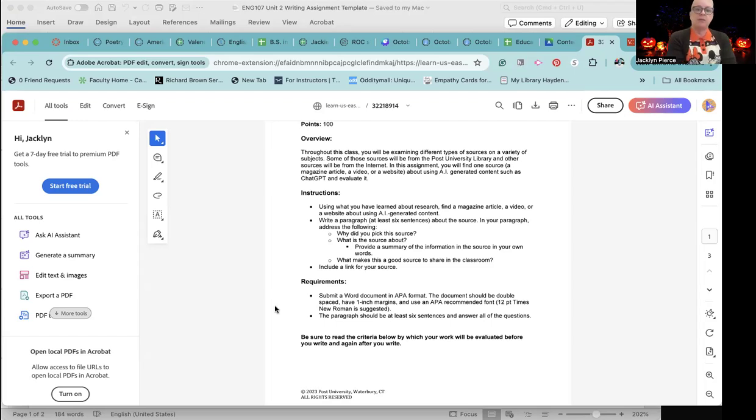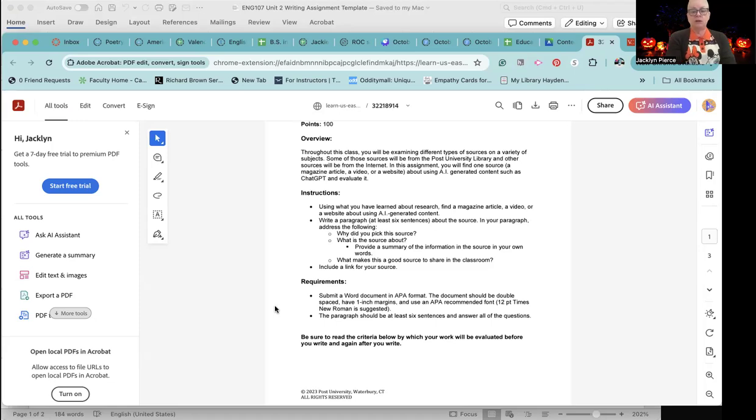Now, eventually we're going to be doing formal APA citations, but for now, the only real requirement here is that you do want to set up your document in what's called APA format, and I'm going to show you that. The document should be double spaced, have 1-inch margins, use an APA recommended font. And of course, then again, the paragraph should be at least 6 sentences. The paragraph itself will be double spaced. All information in an APA paper is double spaced. And then, like it says, you need to at least include a link to the source.